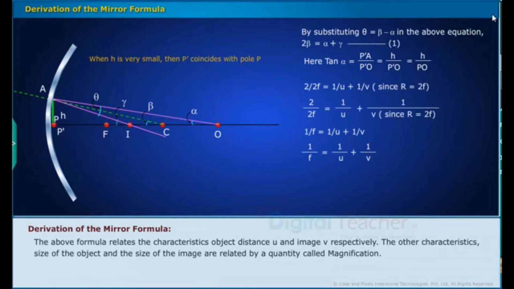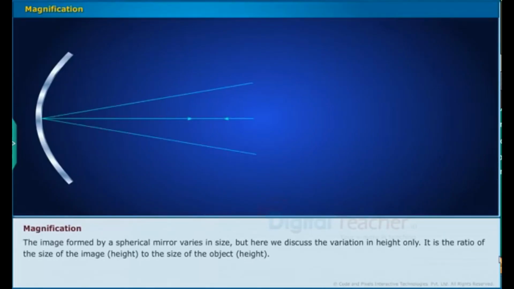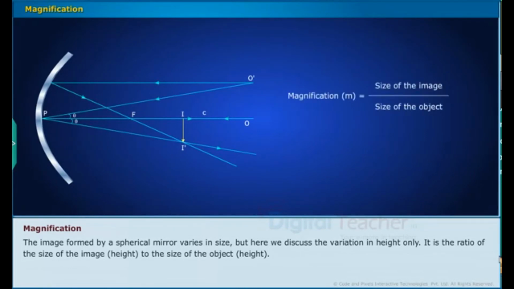The other characteristics, size of the object and the size of the image, are related by a quantity called magnification. Let us understand the magnification, that is the relationship between size of the object and the size of the image. Magnification. The image formed by a spherical mirror varies in size, but here we discuss the variation in height only. It is the ratio of the image height to the object height. Practically, M is equal to v by u.